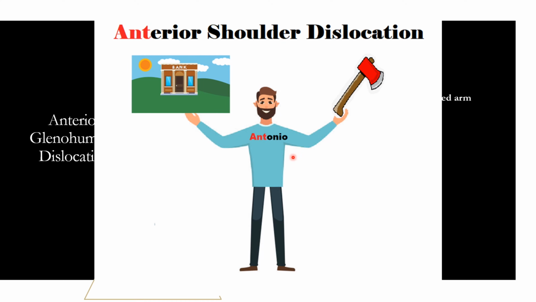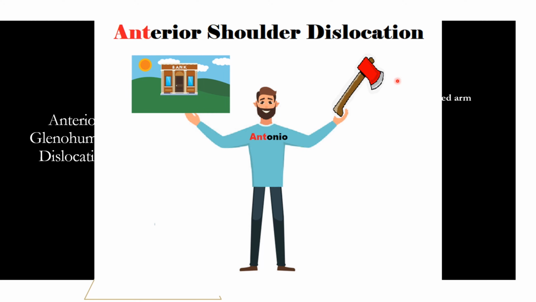So what is Antonio doing? He's holding a picture in one hand and an axe in the other. The picture has a bank on top of a hill. And both of his arms are up, abducted and externally rotated. So what does this all mean? Antonio, anterior shoulder dislocation, helps you remember that he's holding a picture of a bank on a hill. That helps you remember your Bankart lesions and your Hill-Sachs lesions. So that's your picture there.